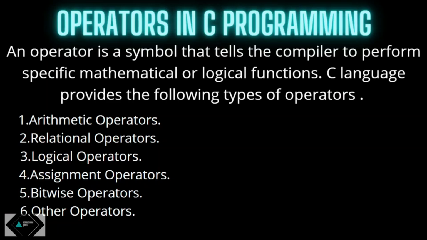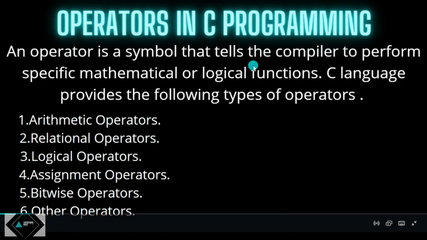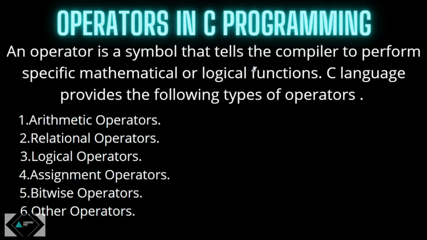So today we'll be looking into operators in C programming. First, let's see the definition of an operator. An operator is a symbol that tells the compiler to perform specific mathematical or logical functions. And in C language there are 6 different types of operators. First is the arithmetic operator, second is relational, third is logical, fourth is assignment, fifth one is the bitwise, and there are other operators used in C programming.